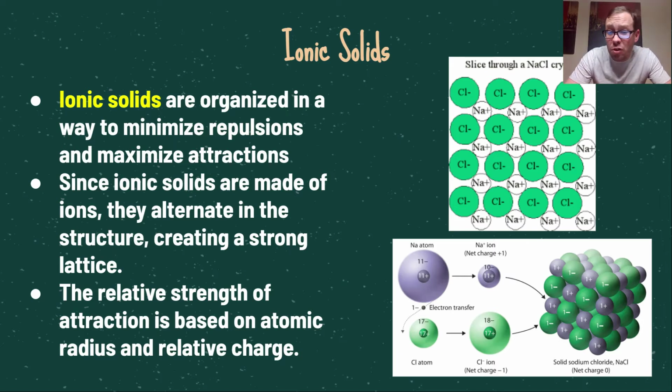The relative strength of attraction is based on the atomic radius and relative charge. Again, going back to Coulomb's law. The closer those ions are to each other, the stronger those attractions are going to be, as well as the relative charge. Positive 2 ions are going to have a stronger internuclear attraction than positive 1 ions are. So let's take a look at some example problems and think about how we can determine which of these lattice structures are going to have the highest force and therefore higher boiling point and higher melting point.